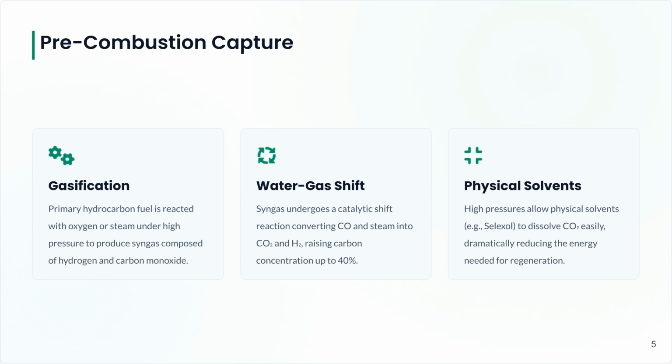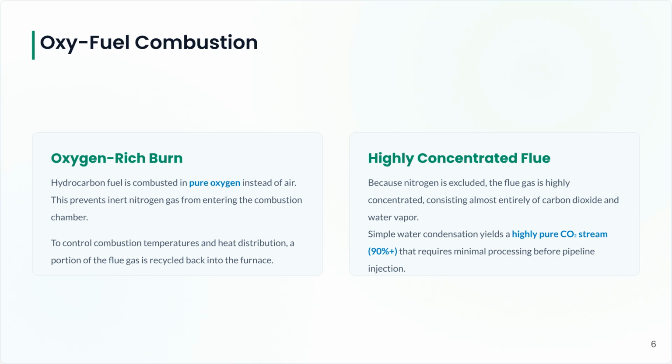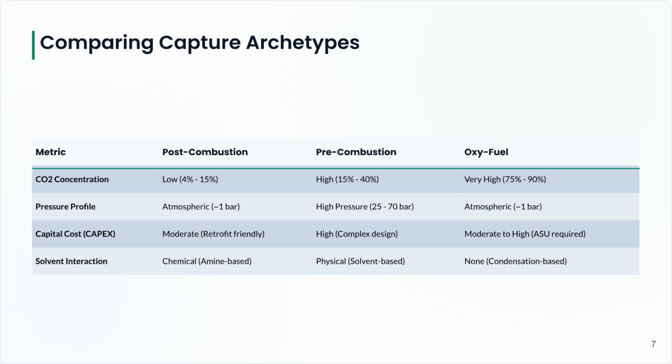Pre-combustion capture involves gasification of hydrocarbon fuel, a water-gas shift reaction to increase carbon concentration, and the use of physical solvents at high pressure to dissolve CO2 efficiently. Oxy-fuel combustion uses pure oxygen instead of air. This prevents nitrogen from entering the process, resulting in a highly concentrated flue gas that yields high-purity CO2 through simple condensation. This table compares the three archetypes.